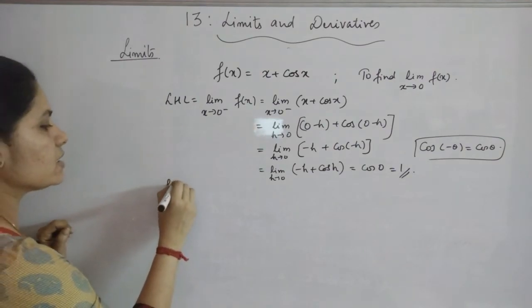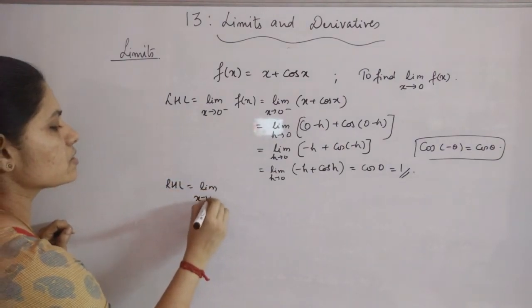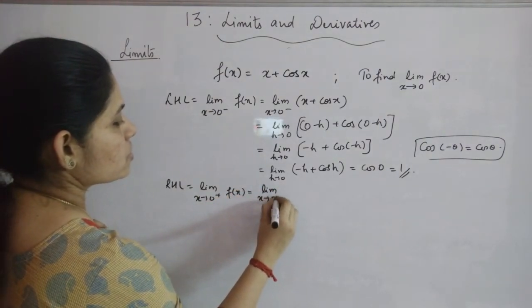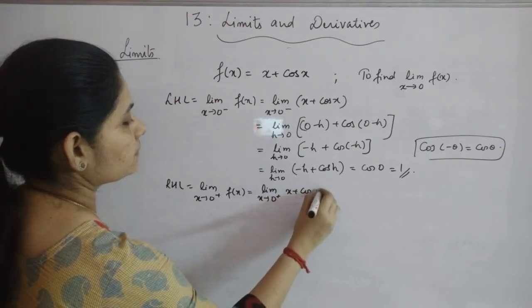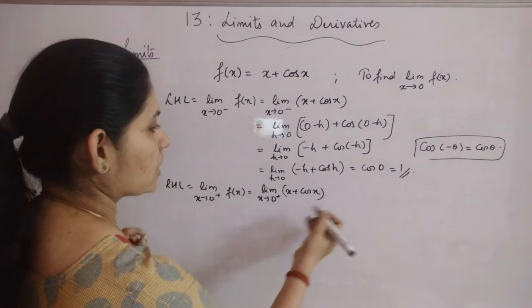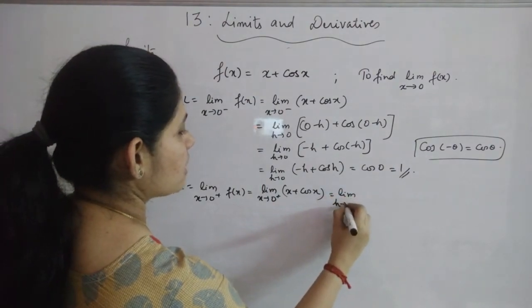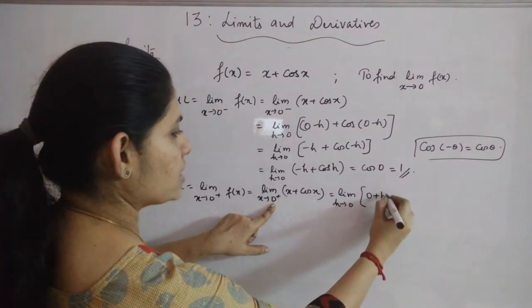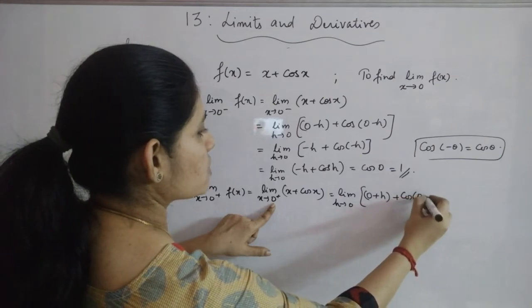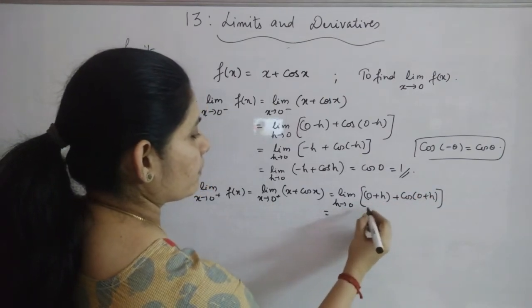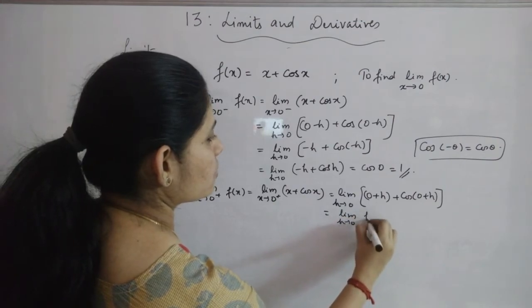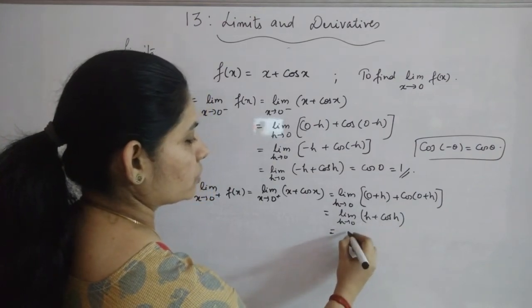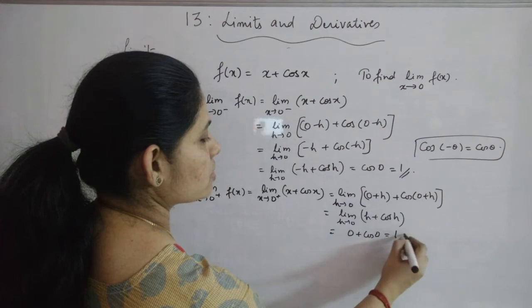Now going for the right hand limit, limit x tends to 0 plus f of x will be same as limit x tends to 0 plus, the function is x plus cos x. Now replacing this with h, you will get limit h tends to 0, instead of x you will use 0 plus h plus cos of 0 plus h. Now this will become limit h tends to 0 h plus cos h. Replacing with 0, you will get 0 plus cos 0, which is equal to 1.